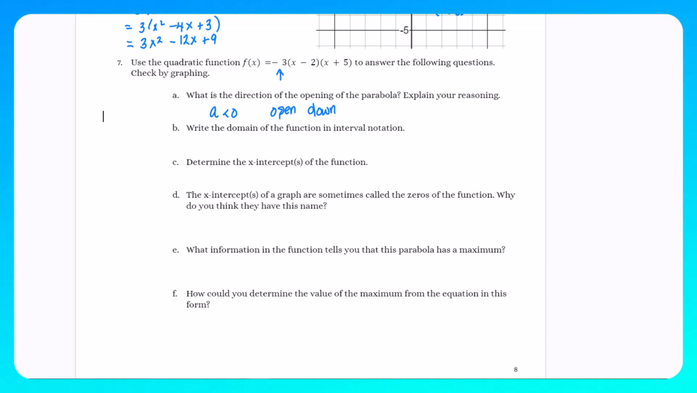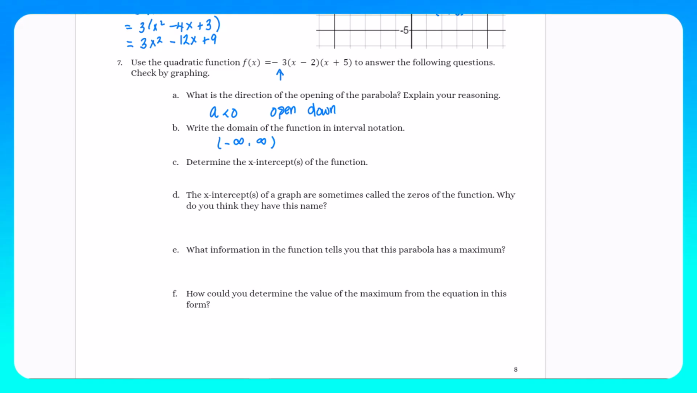What about the domain? We know the domain of quadratic functions now. In interval notation, it is always going to be negative infinity to infinity, with the one stipulation if it is problem solving and we have to consider the context of the question.